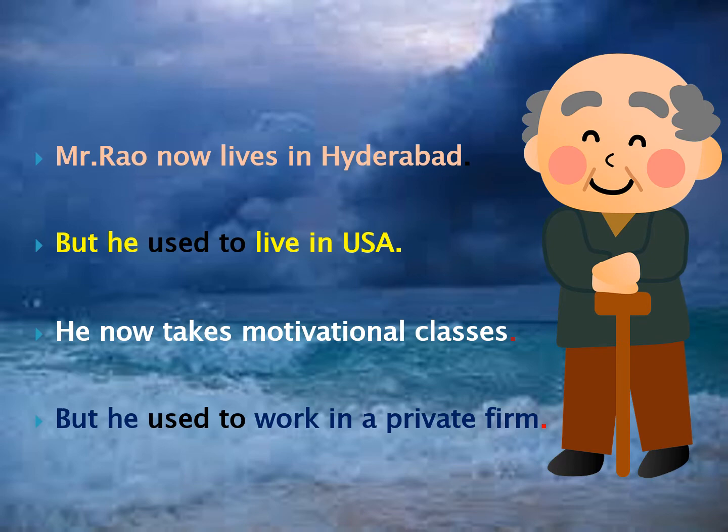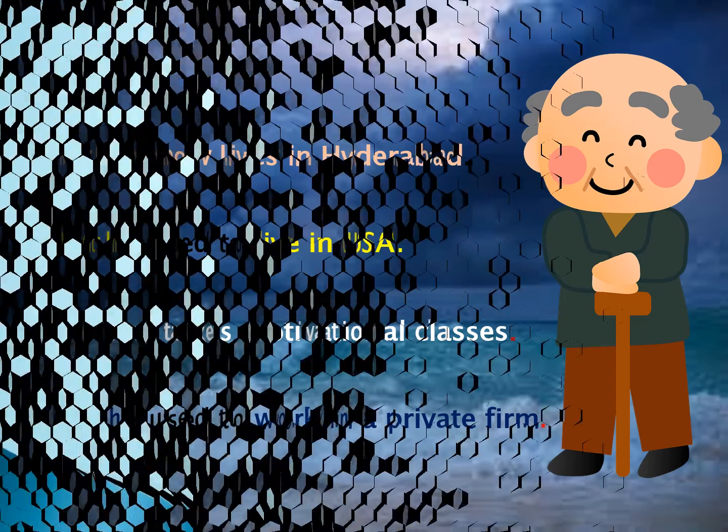Have you understood this concept? So, if any action happened repeatedly in the past that does not happen anymore in future, to talk about that action, we have to use "used to" in the sentence. Let us see one more sentence of "used to".